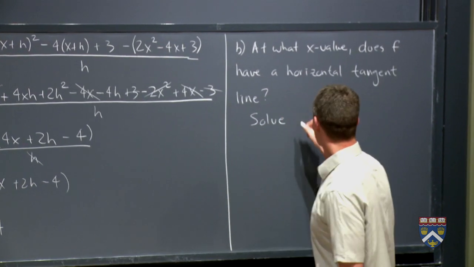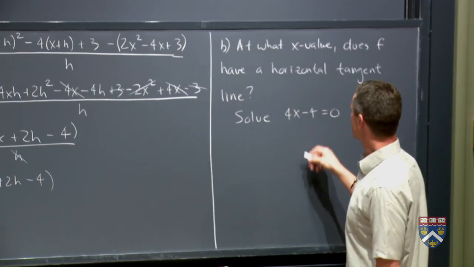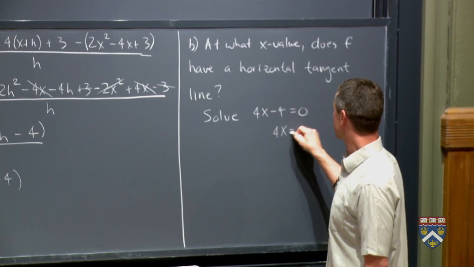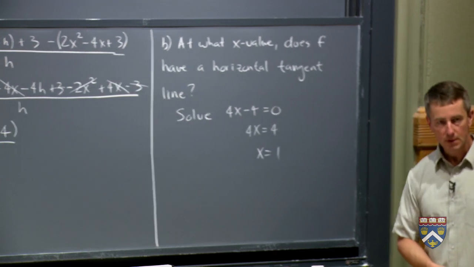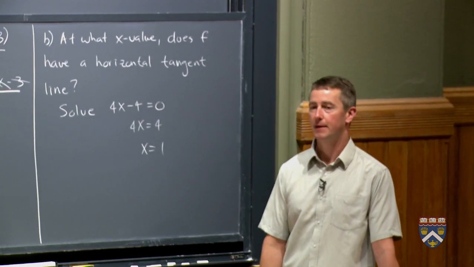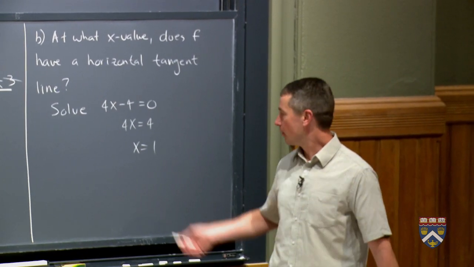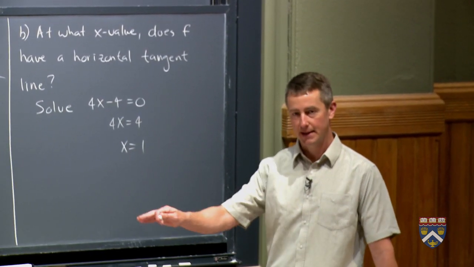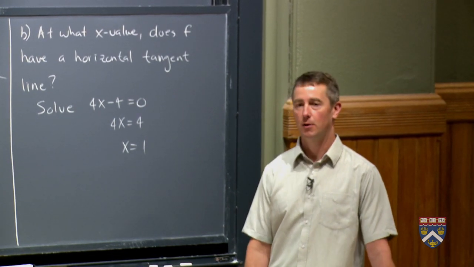So we want to set 4x minus 4 equal to 0. If we bring the 4 to the other side, 4x equals 4. So x equals 1. So we have an applet for this function. You can confirm this, play around with the applet. You should see that by sliding the tangent line around on the applet, when you get to x equals 1, the slope of the tangent line should be perfectly horizontal, which should confirm what we have figured out here.